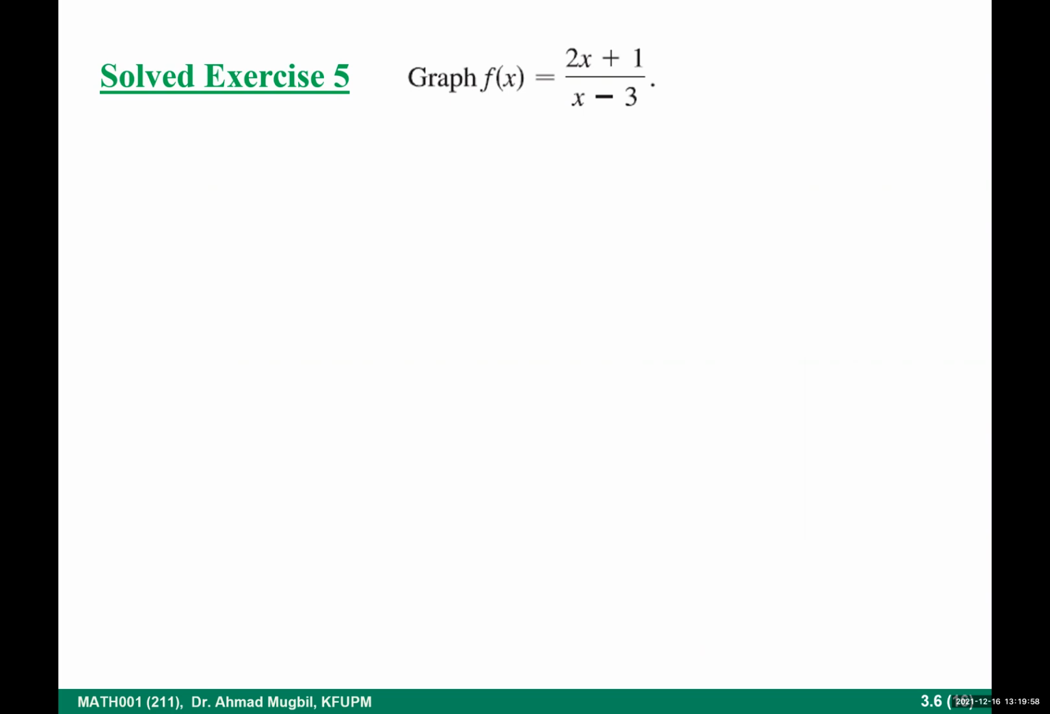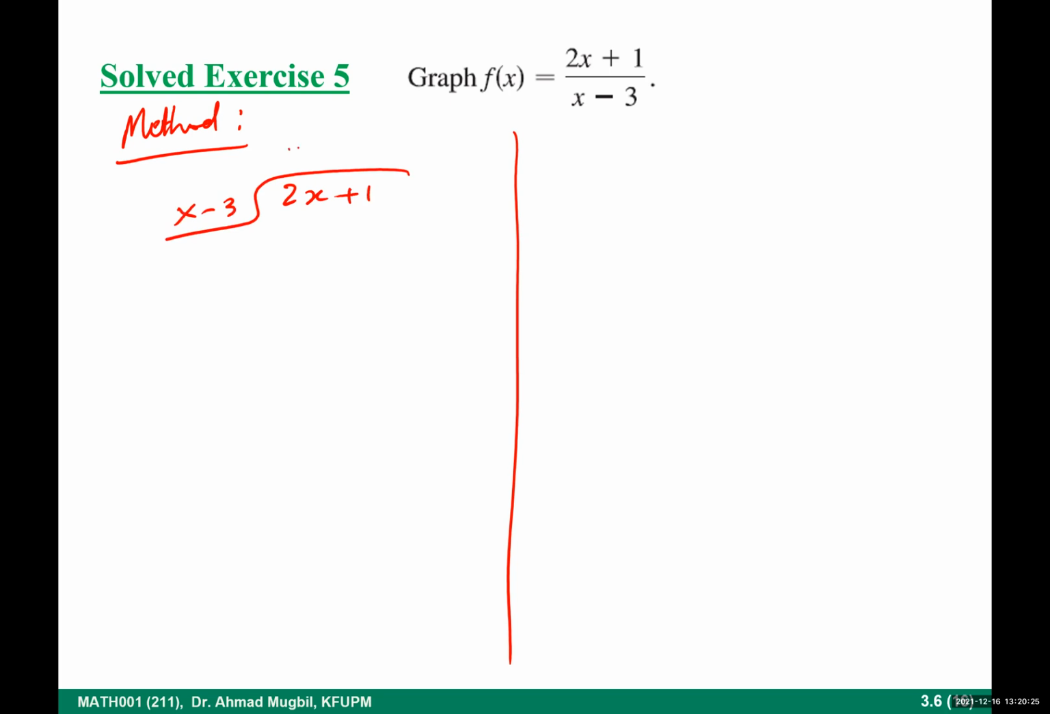Now, how do we sketch the graph of this one? How to graph? Yes, excellent, Hassan. Method number 1 is the method that I told you in the previous class. Let me solve it here by method number 1, the one that we did yesterday. What you will do is divide. So it will be 2x minus 6, then 0 plus 7. You did this mistake, by the way, in the quiz of the previous class.